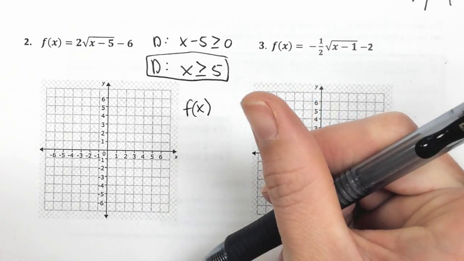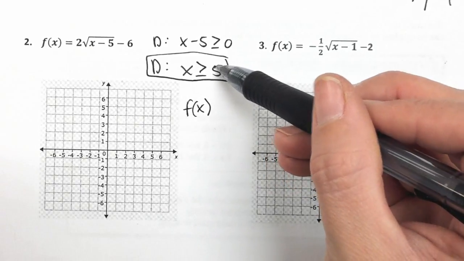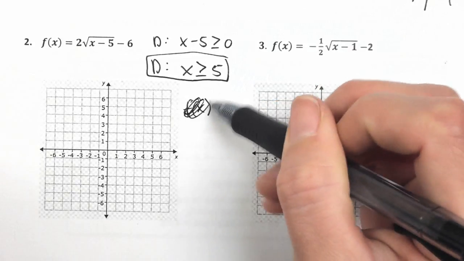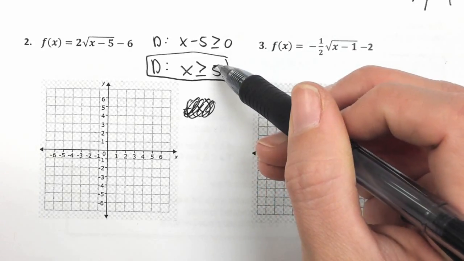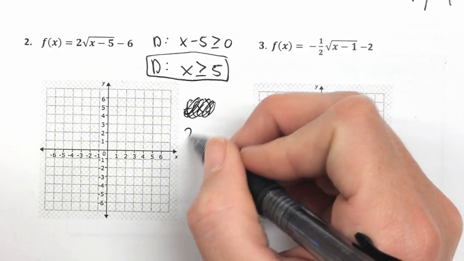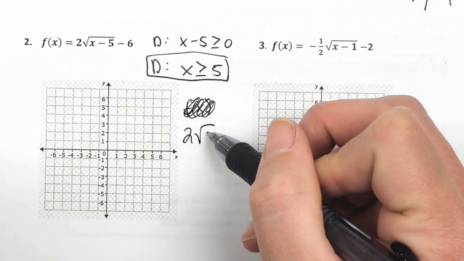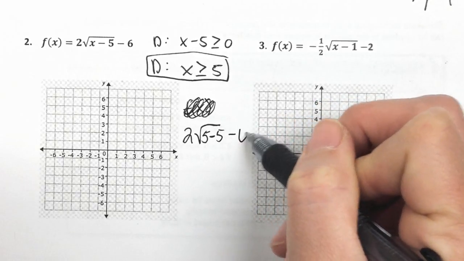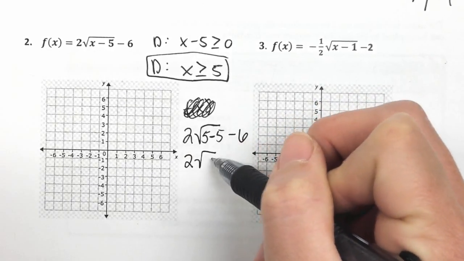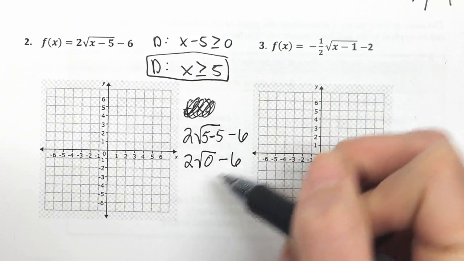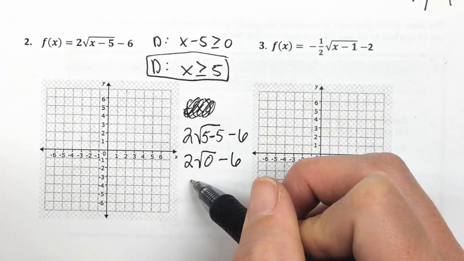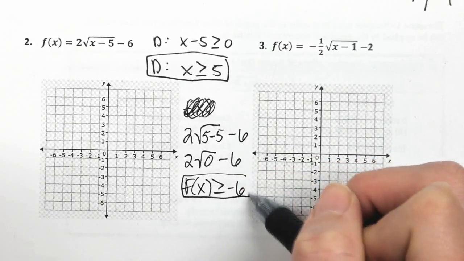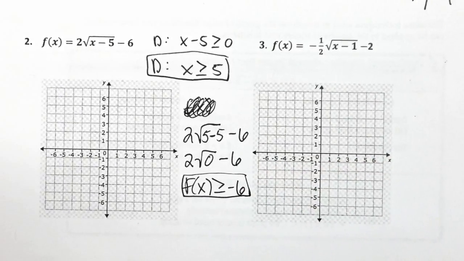For the range, we got to take this and do what with it? Again. Rondell, help him out. What do we do with the 5? You go plug it in. Good. So we get 2 square root of 5 minus what now? 5. Good. So we'd have 2 square root of 0, minus 6, so negative 6. Good. Any questions about that part? So that's our domain and range.